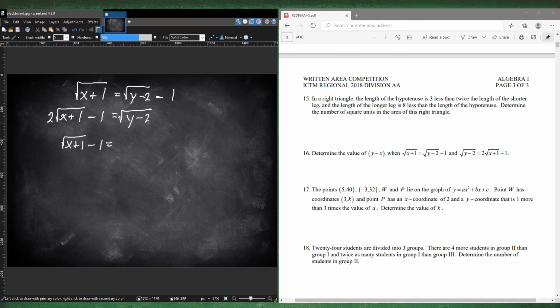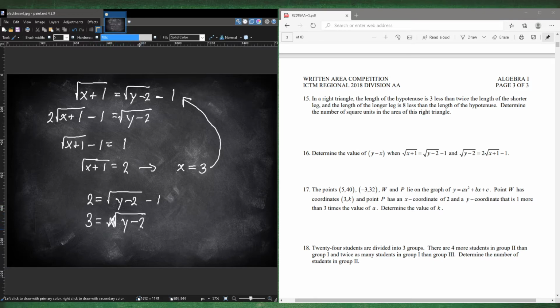And then square root y minus 2 cancels out with the square root y minus 2. And then this negative 1, when you subtract, becomes positive. So that gives us that square root x plus 1 is equal to 2. That means x plus 1 is equal to 4, so x is equal to 3. Now we can plug it back into one of the equations. I'll use this one. So 3 plus 1, that's 2. So 2 equals square root y minus 2 minus 1, so 3 is equal to square root y minus 2. That means inside has to be 9, so 9 plus 2 equals 11. So y equals 11. Then y minus x is 11 minus 3, and that is 8. And that's your answer for number 16.